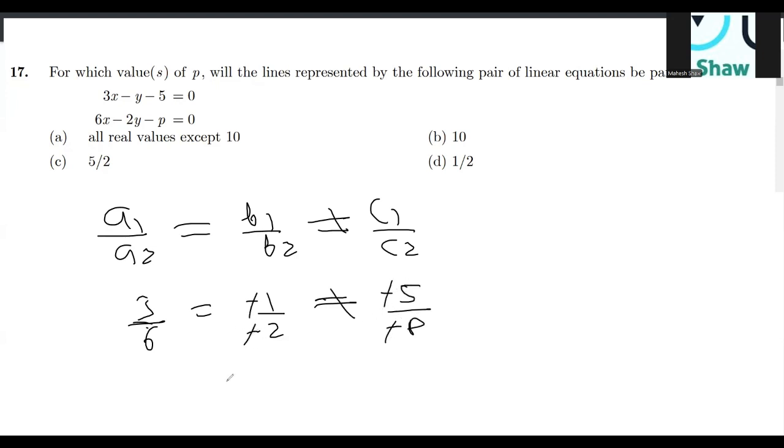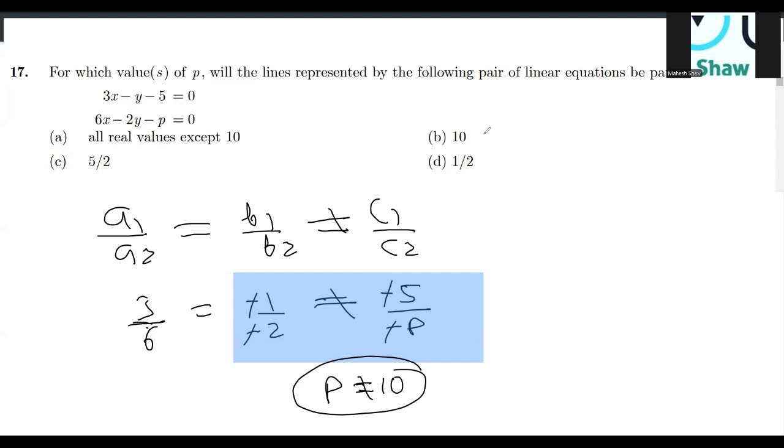Okay, so we have to determine P, right? And P can only be extracted from the last ratio, from here. So what we can see is that on cross multiplication, we are getting P is not equal to 5 into 2, that is not equal to 10. So the question is what? P should not be equal to 10. So all values except 10, right?